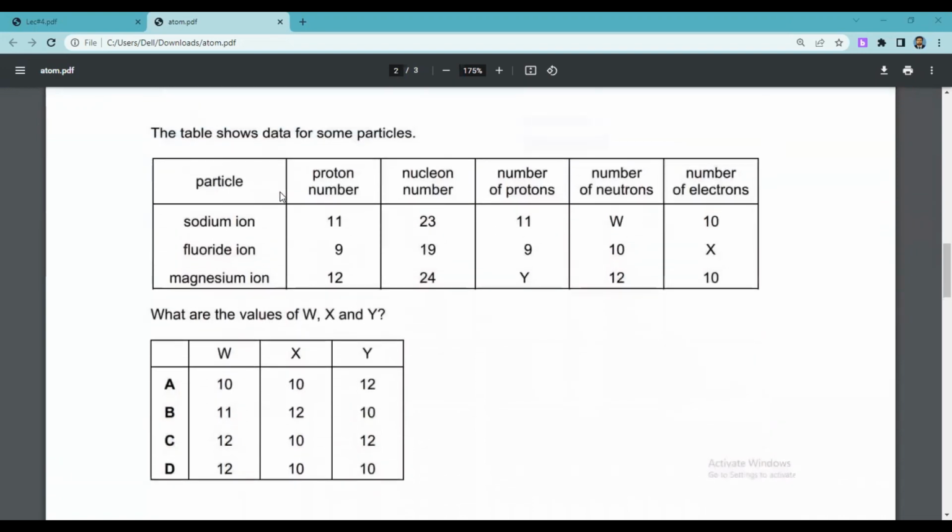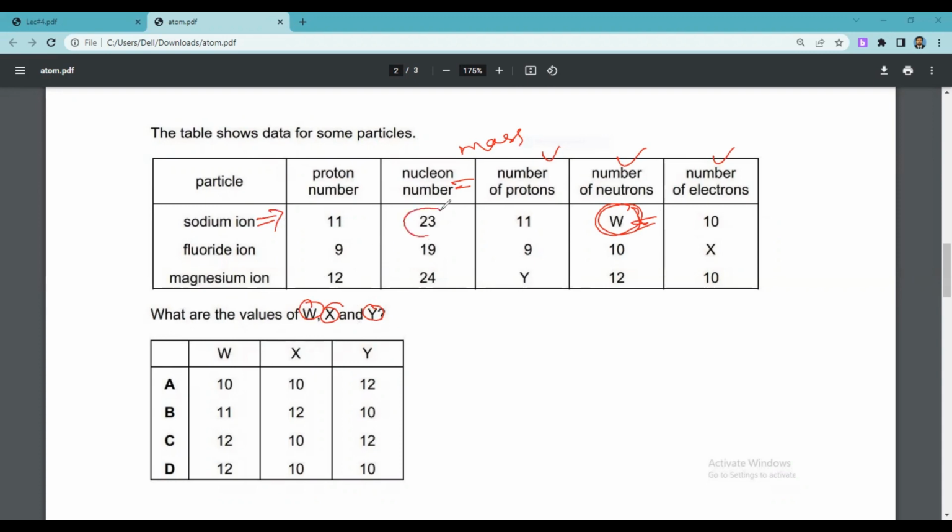The table shows data for some particles. Here sodium ions are present. Here the total number of protons is given. Proton number, nucleon number, which is also known as mass number, number of neutrons, and number of electrons are given for 3 particles. What are the values of W, X, and Y? Where W is present, he is asking us about the number of neutrons present in the sodium ion.